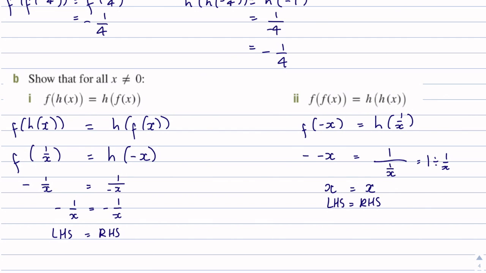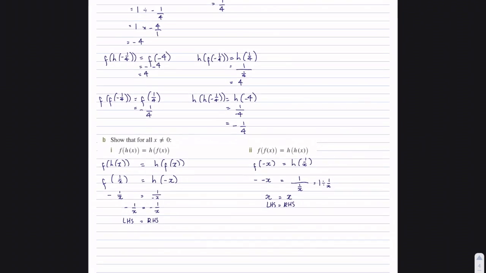And we're done. And the reason they said x doesn't equal 0 was because we can have x on the bottom.